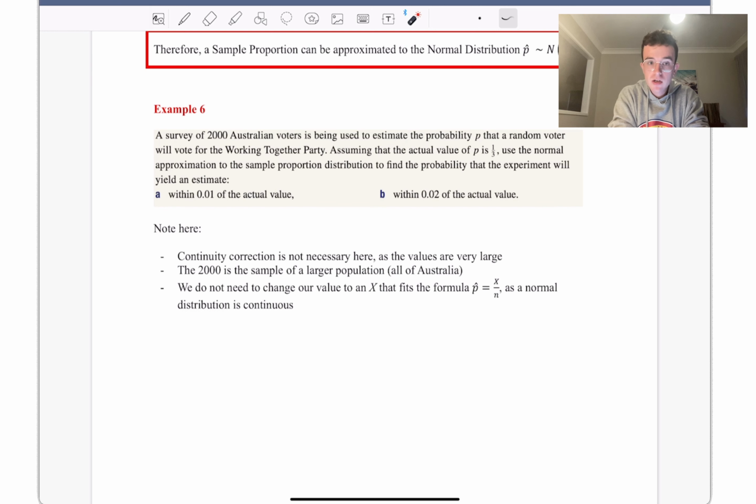Now note here, continuity correction is not necessary as the values are very large. Remember, continuity corrections are only needed when we're approximating a binomial variable to a normal variable. Not in the previous one, because we weren't doing a normal approximation at all. Only when we're approximating a discrete variable to a continuous variable is that necessary.